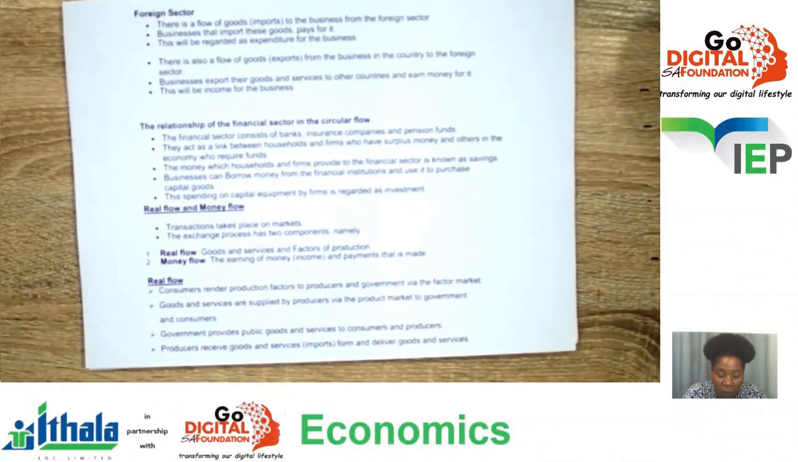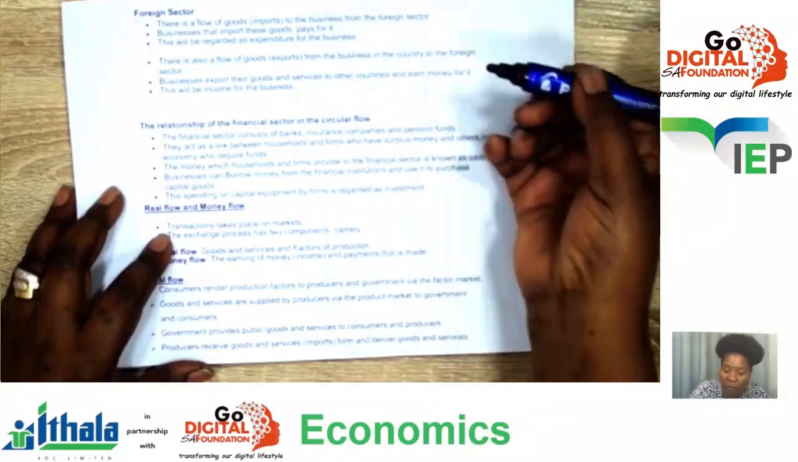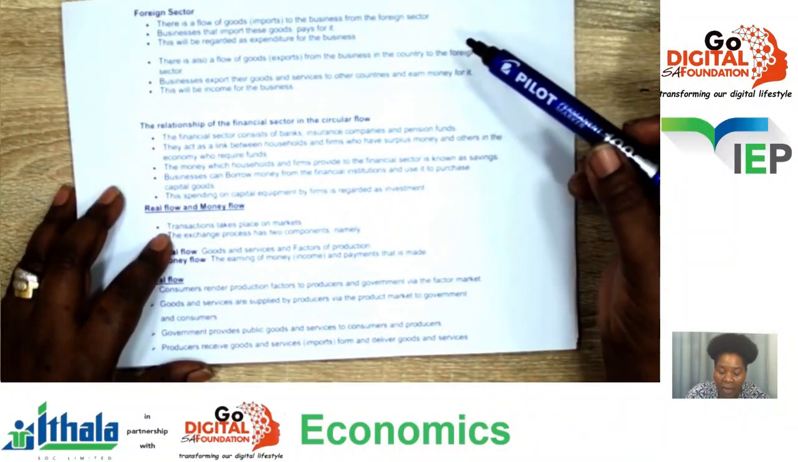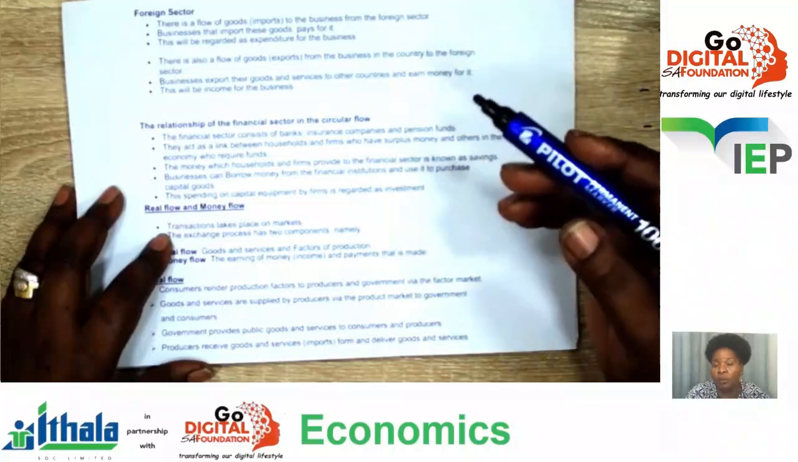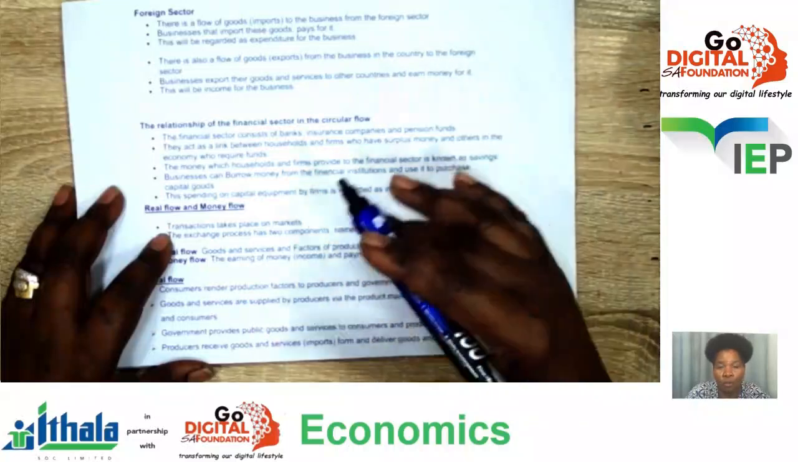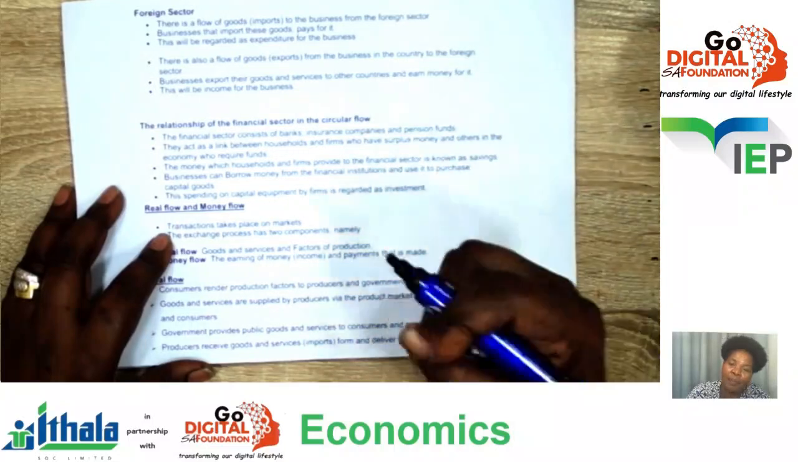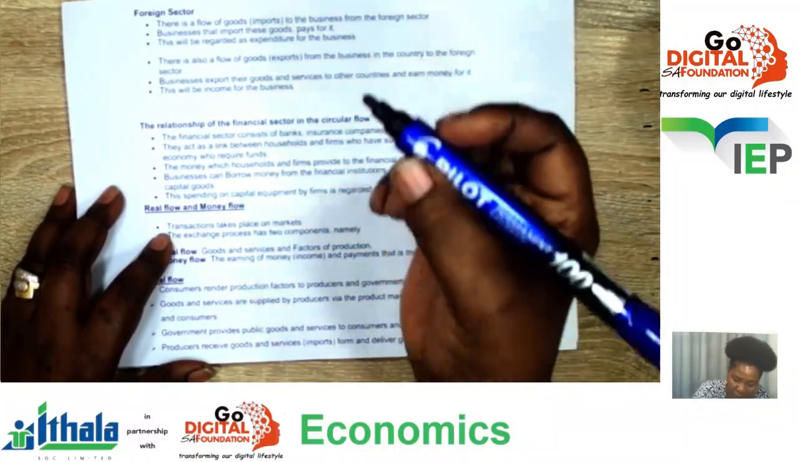What happens with the foreign sector? The minute we talk about the foreign sector, it means we have opened our economy. That is why we're saying our economy is an open circular flow, because now there is a flow of goods, which are imports that we buy from other countries. Because we don't have certain things, it doesn't mean we have to live without. Some of you enjoy all those brand names that are not manufactured in South Africa. It means they are being imported from other countries.